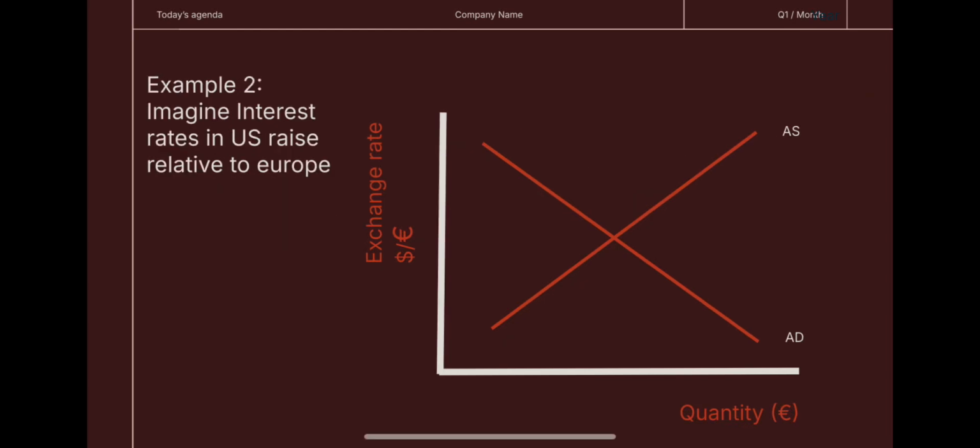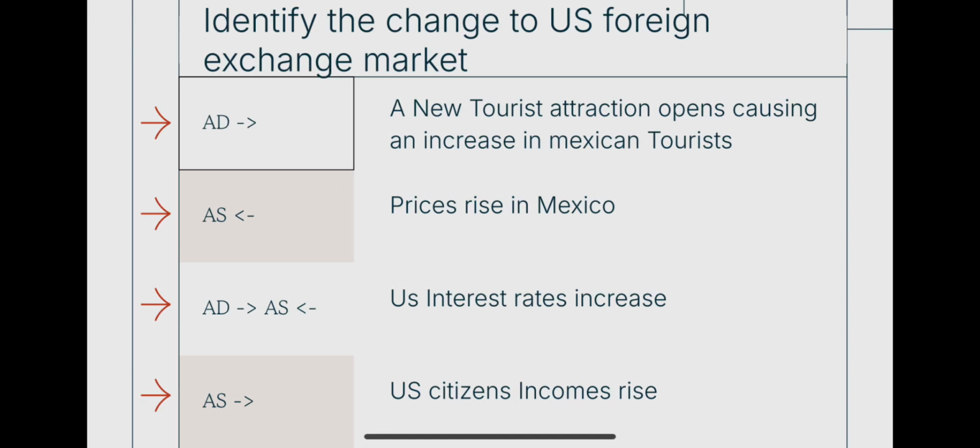For the second example, imagine interest rates in the US rise relative to Europe. What will happen here? There are two possibilities in this circumstance. The first one is aggregate supply will shift to the right, as people in Europe will want to invest more in US markets, therefore an increase in the supply. The other option is a decrease in demand for euros, as foreigners are more likely to invest in US markets and not European ones. For this last slide, identify the change to US foreign markets.